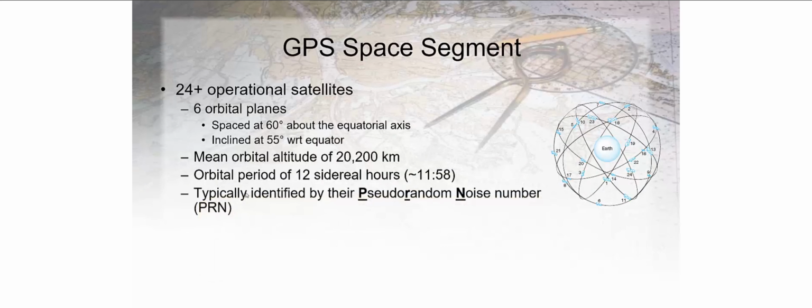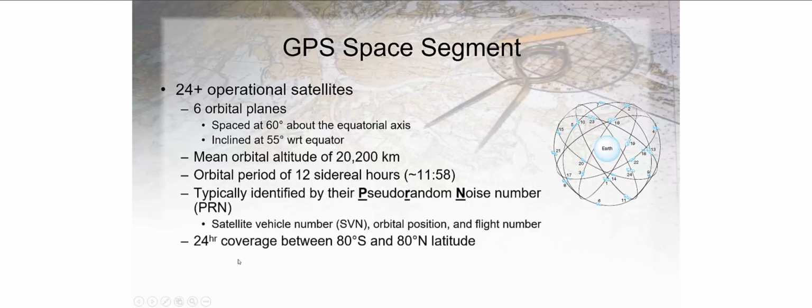Now, the satellites are identified typically by their pseudo-random noise number. However, there are other methods of identifying those satellites. We don't typically use these. And in fact, one of the manufacturers used the satellite vehicle number. Well, in fact, that's not what it's hearing. It's actually listening to the pseudo-random noise number. And I'll explain what that means by being a pseudo-random noise number, or PRN, later on in this lesson. It also has an orbital position that we could identify it by, or its flight number.